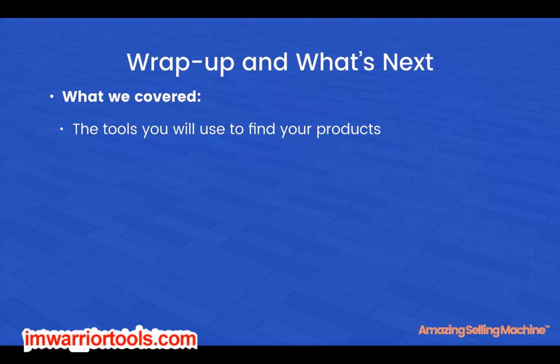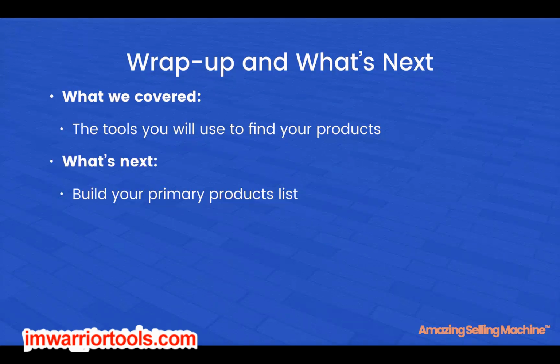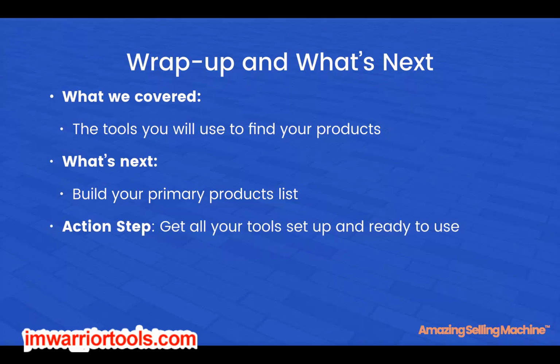So we've covered the tools you will use to find your products. In the next lesson, you're going to start building your primary products list. Your action step, get all your tools set up and ready to use, and especially Jungle Scout. Go in and set up the columns exactly as I did. But that's it for this lesson.